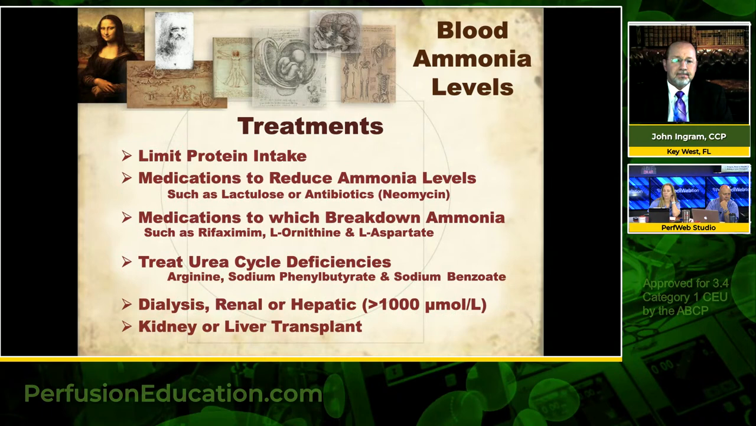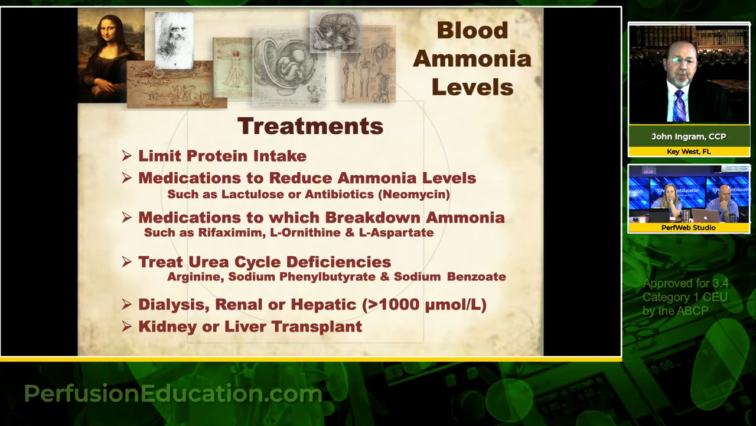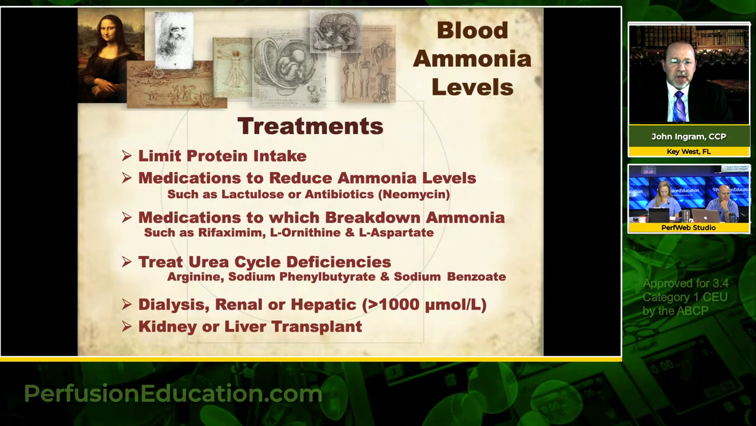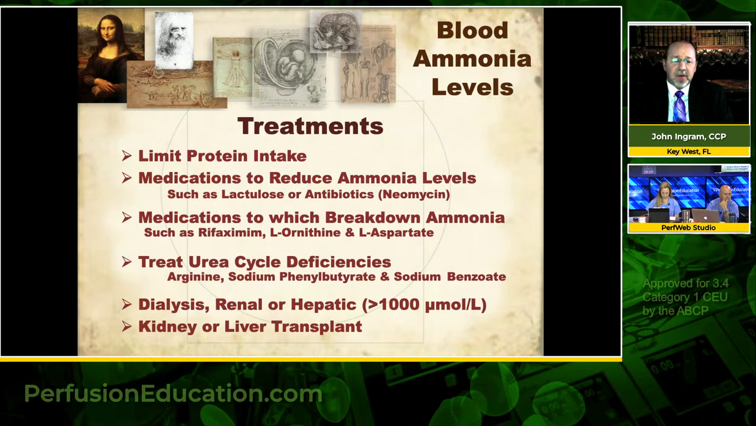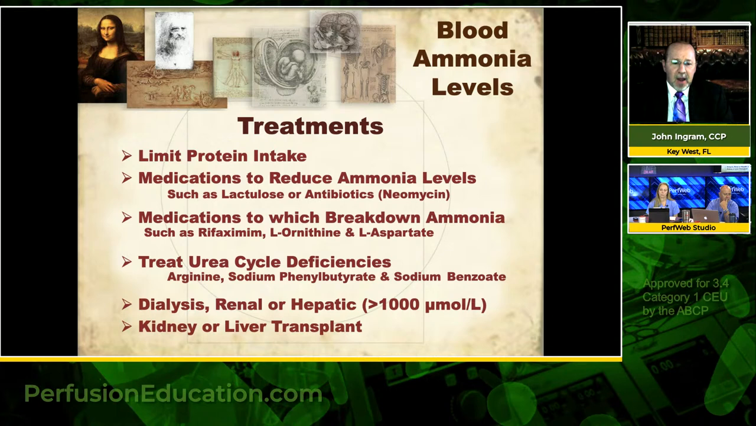So what would we treat it with? Well, remember I said it's a product of protein breakdown. So somebody who's having a high ammonia level, we would limit their protein intake. We can give them medications to reduce the ammonia levels: lactulose, certain antibiotics do this. Medications which break down the ammonia, rifaximin, L-ornithine, and aspartate happen to be some. There are others that help our bodies break down the ammonia.